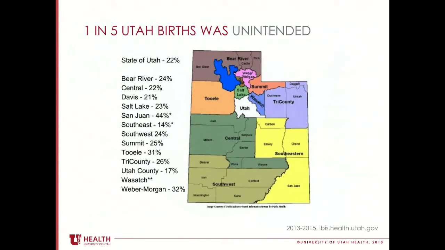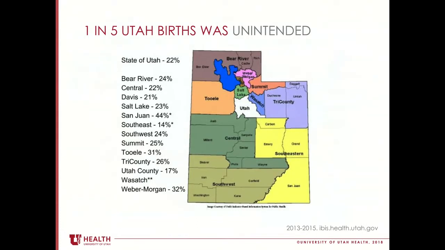In Davis, 21% of births are reported as unintended. Salt Lake, 23%. In San Juan, Southeast, and Southwest, we have to use some caution when interpreting these estimates because they have a relative standard error greater than 30%. They just don't meet the standards of reliability. But still, in San Juan, we see 44%, Southeast 14%, and Southwest 24% of births reported as unintended.